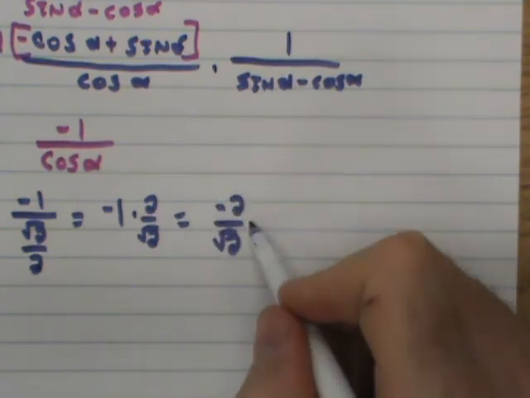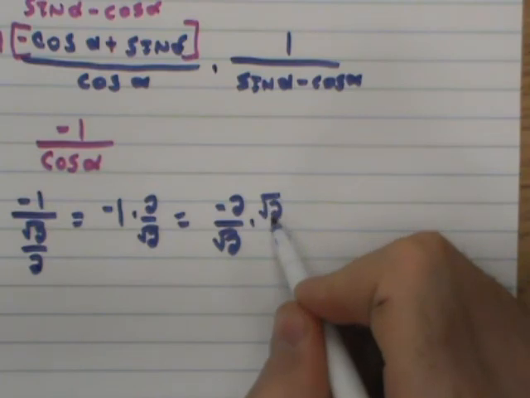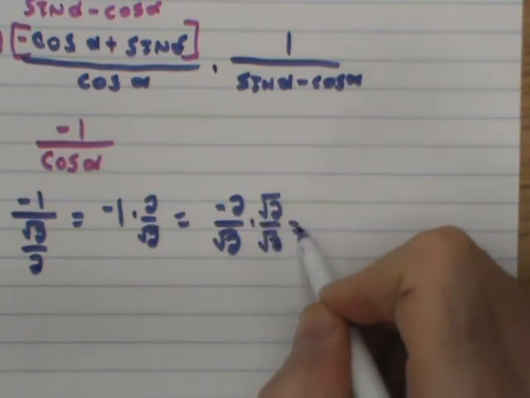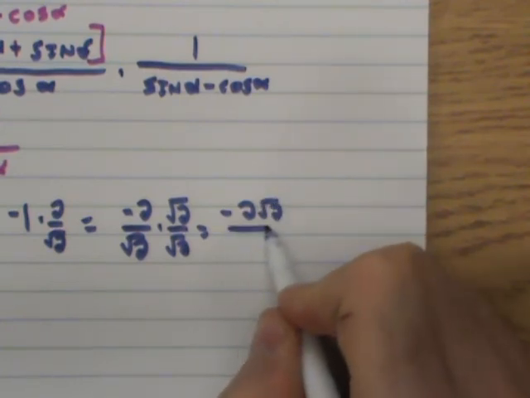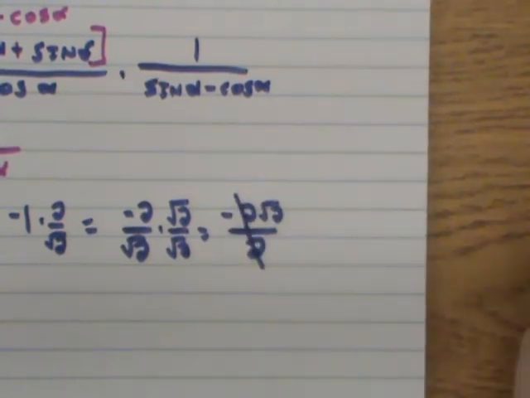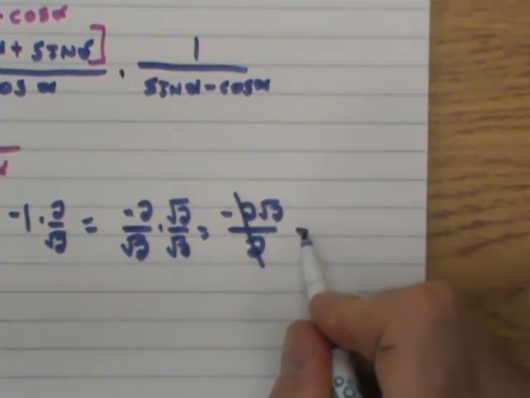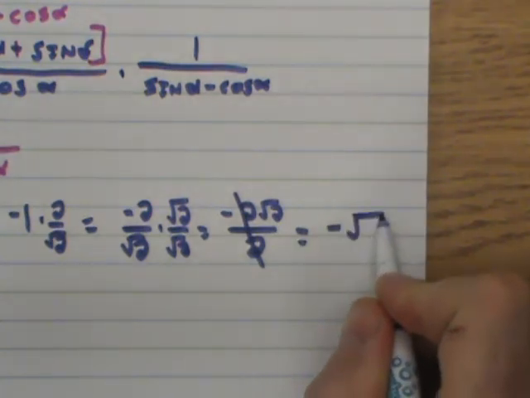As I rationalize, I can multiply top and bottom by radical 2. And that produces negative 2 rad 2 over 2. Cancel those 2's out. Final answer is a simple negative radical 2.